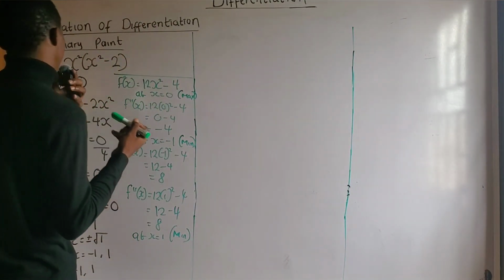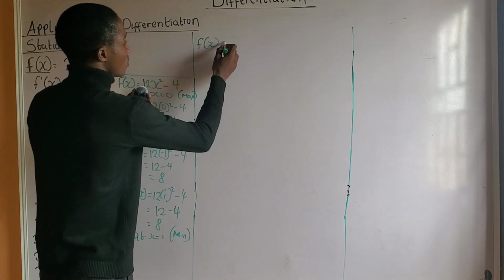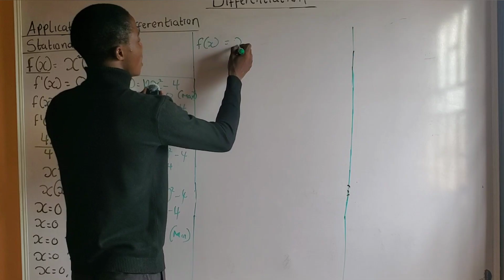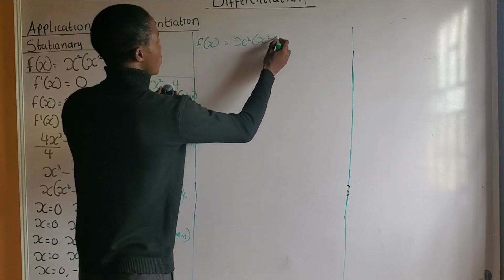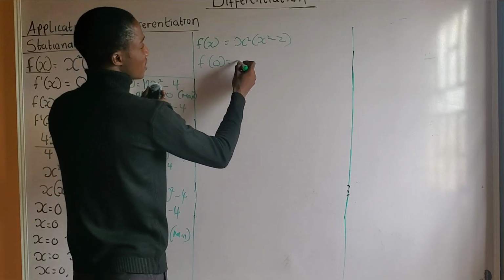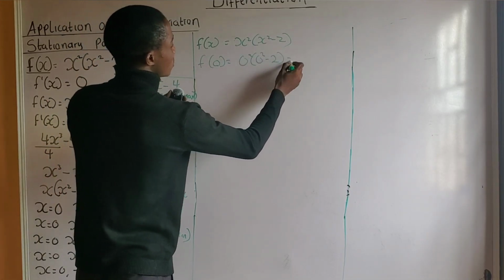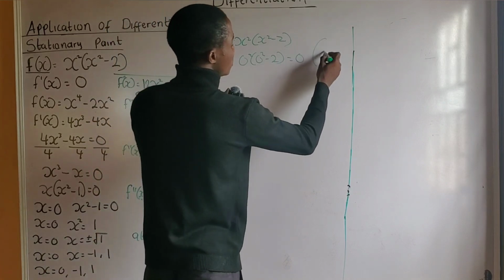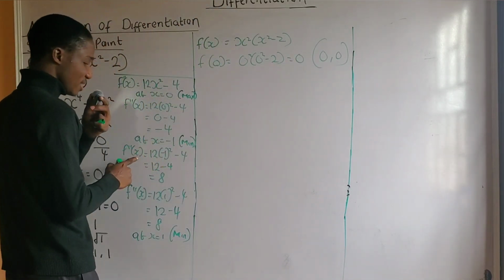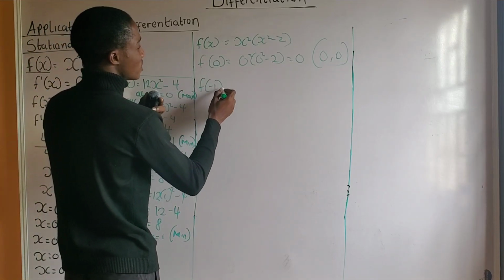You can get the corresponding value of f of x. When x is 0, f of x is x squared times x squared minus 2. Now, when x is 0, f of 0 will be 0 multiplied by 0 minus 2. That is 0. So the minimum point is 0, 0. Okay?